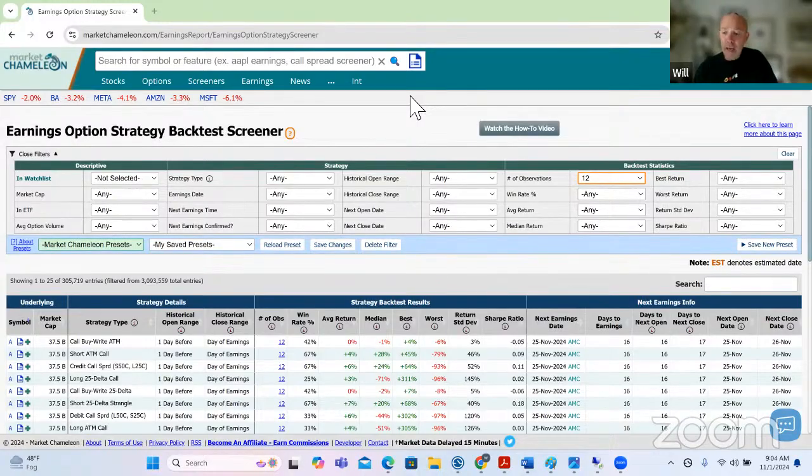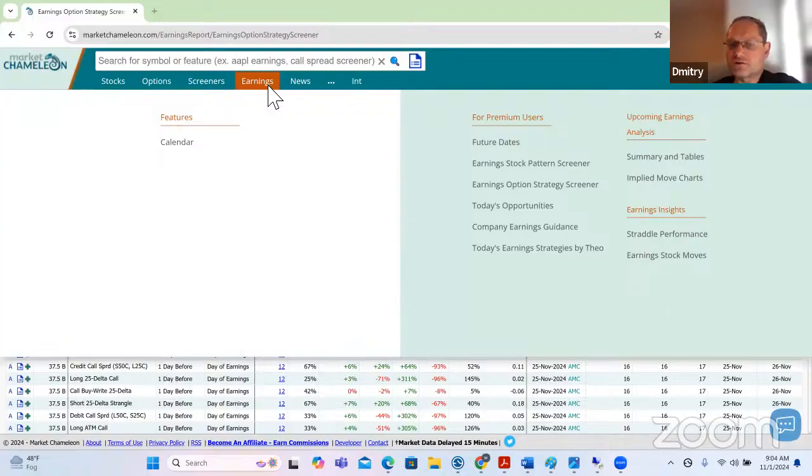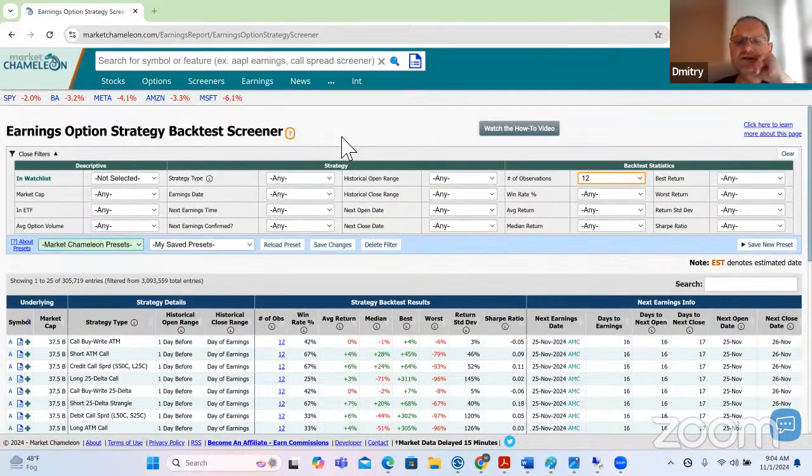And hey D, before you get too deep in this, I know we're going to get this question. Can you navigate to the screen if someone lands on the page for the first time? We have a couple new. So under the earnings menu, if you go to the right, you'll see here Earnings Option Strategies right here. And that's where we're on right now, Market Chameleon.